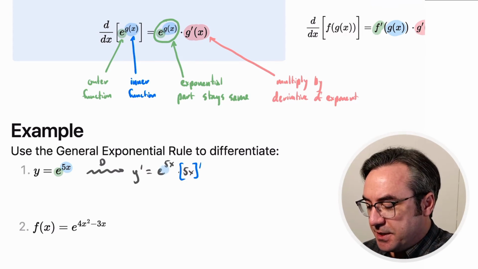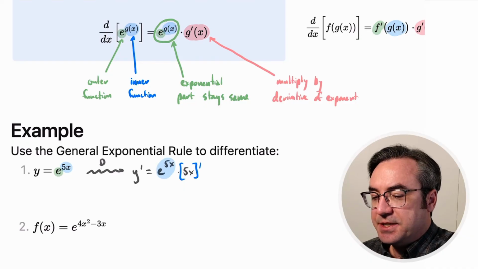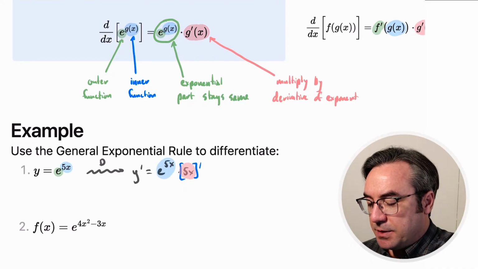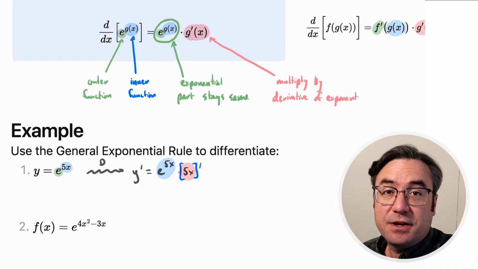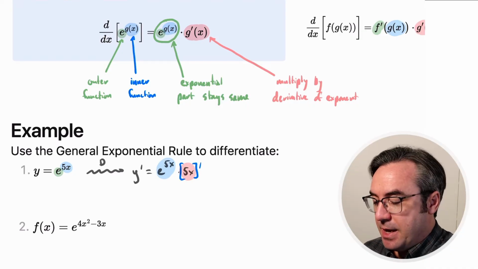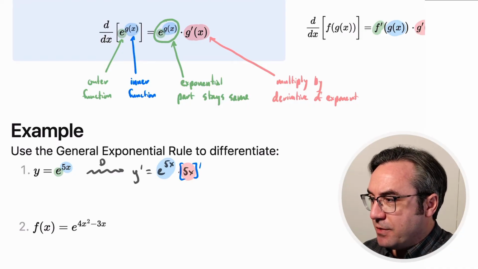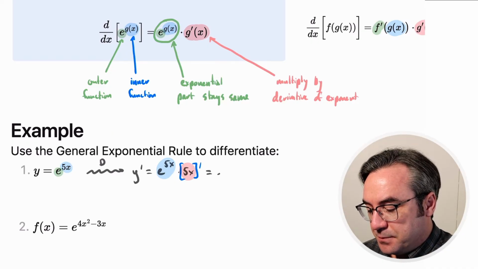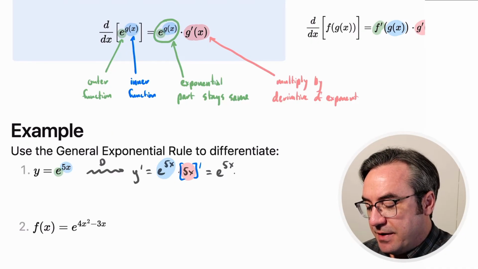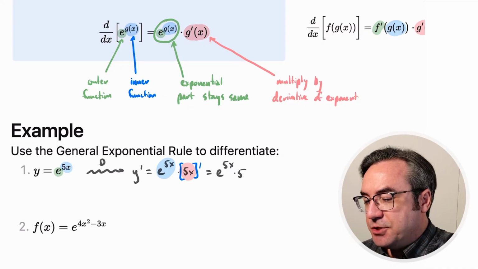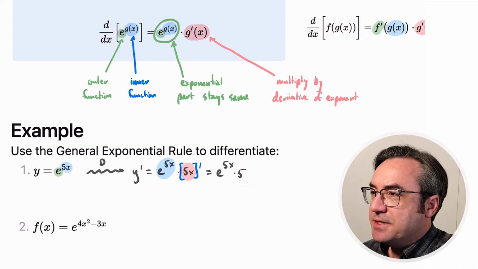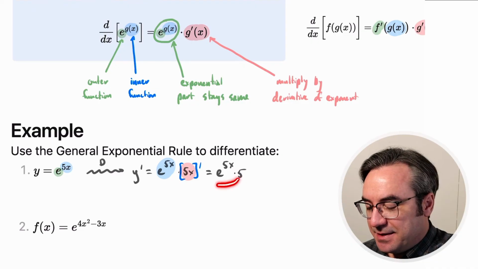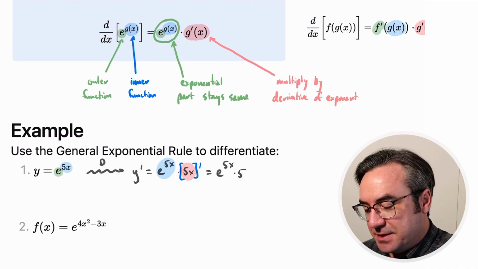And this is precisely it: the exponential part stays the same, and then we're multiplying by the derivative of the stuff that's in that exponent. And if we finish, the derivative of 5x is just 5. So we end up with e raised to the 5x times 5. And it's usually a good idea to take this constant that's at the end and just move it to the front. It's easy to lose track of things like that.